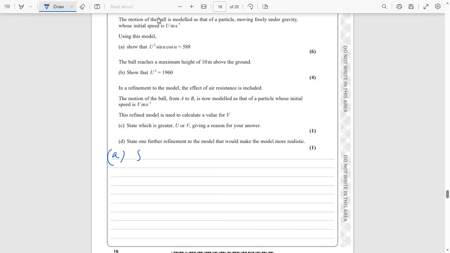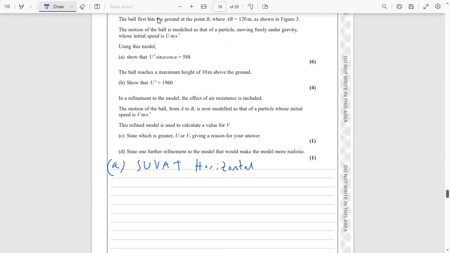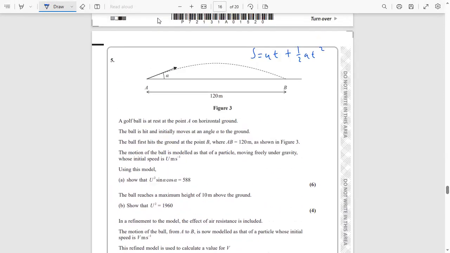So let's do Suvat firstly in the horizontal direction. Before we actually do our Suvat, let's just think about our initial speed. If I draw a triangle like this, we've got an initial speed of capital U and an initial angle of elevation of alpha. So you can think about this like a right angle triangle.